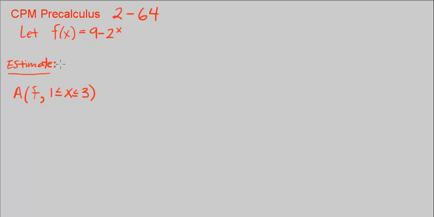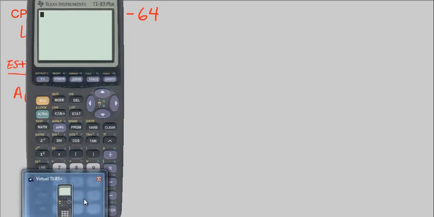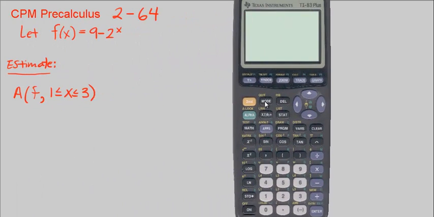Part A asks us to graph the function carefully on graph paper using a scale of about 1 inch for each unit. Alright, so let's go ahead and graph this in our calculator to see what it looks like. So we have y equals 9 minus 2 to the power of x. Let's graph that. We're going to look specifically at the region starting at 1 and ending at 3.